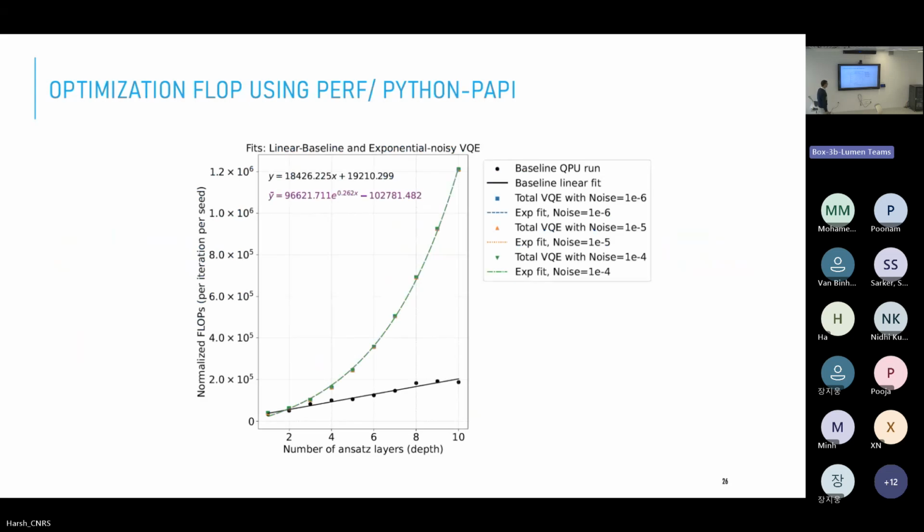So using some of the known routines for such benchmarking, we found how many floating point operations are required. For a complete VQE run, we found that the flop count scales exponentially with the number of layers, but only the QPU emulation requires a linear number of flops, and therefore by subtracting one from the other, we could find how many flops are required for doing the optimization alone.